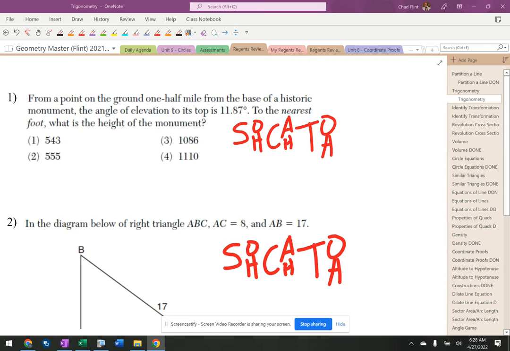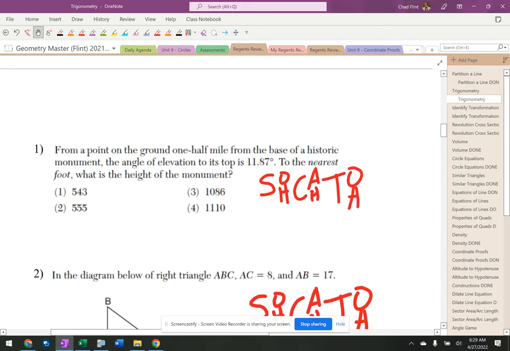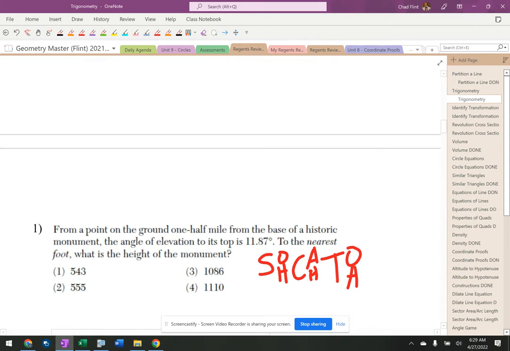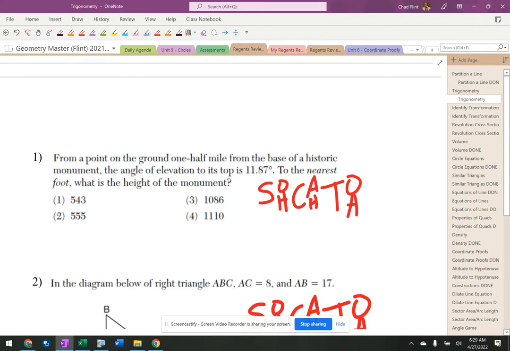All right, so some of these won't have pictures, some of them will. I would say that probably over half have a picture already. If it doesn't have a picture, we just pretty much automatically draw a right triangle. Any right triangle, it doesn't really matter. Okay, we put a right angle in there.